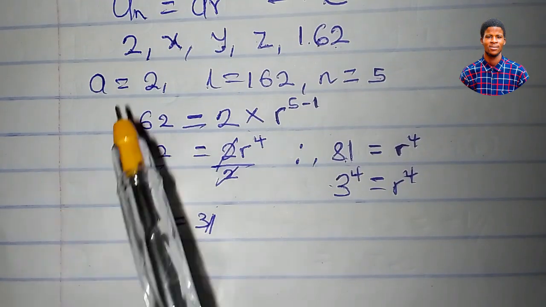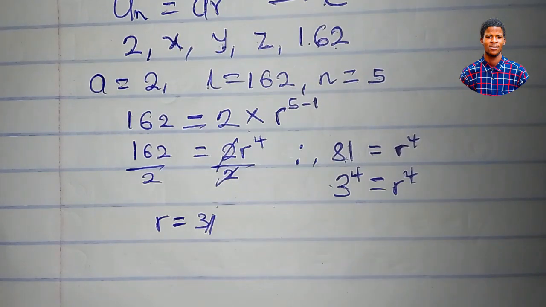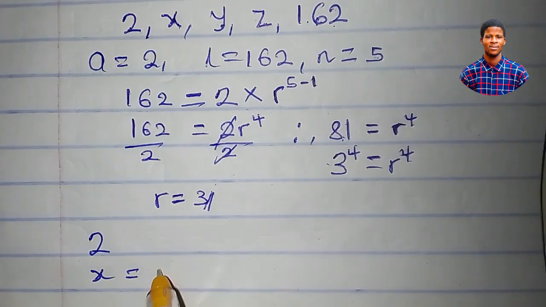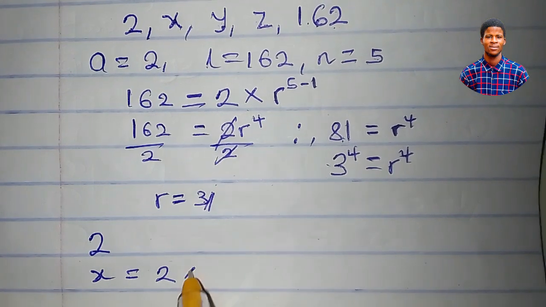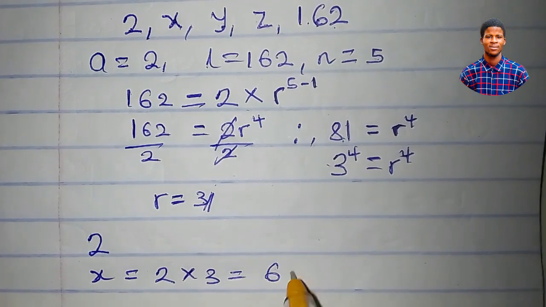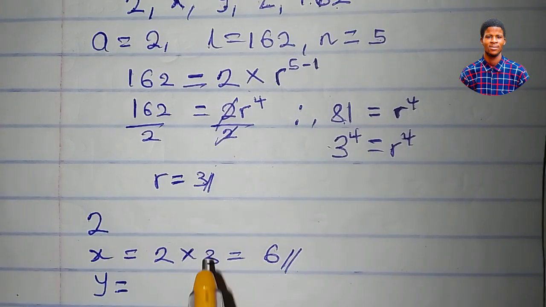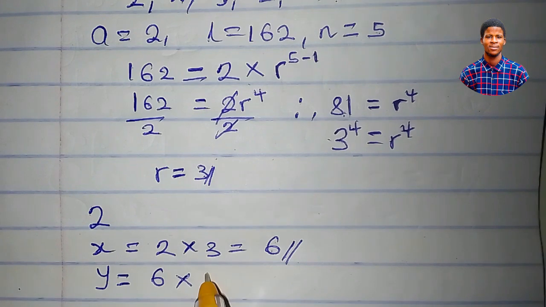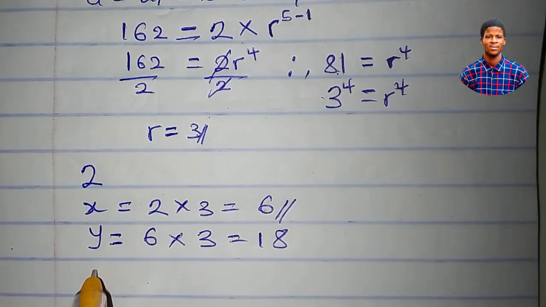So I can now determine the geometric means x, y, and z. The first term is 2. To obtain x, multiply 2, this first one, by the common ratio, 3. x is equal to 6. To get y, multiply x, which is 6, by the common ratio. That's what? 18.